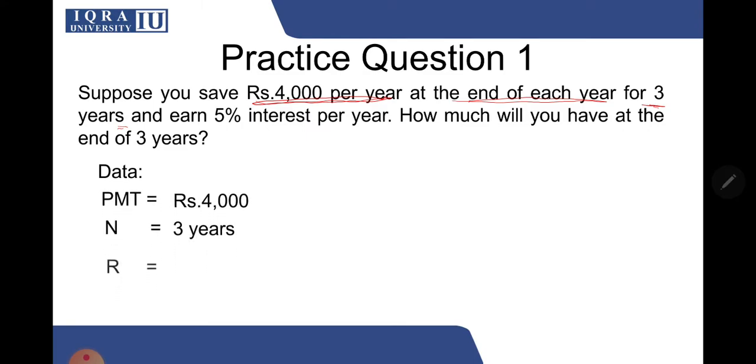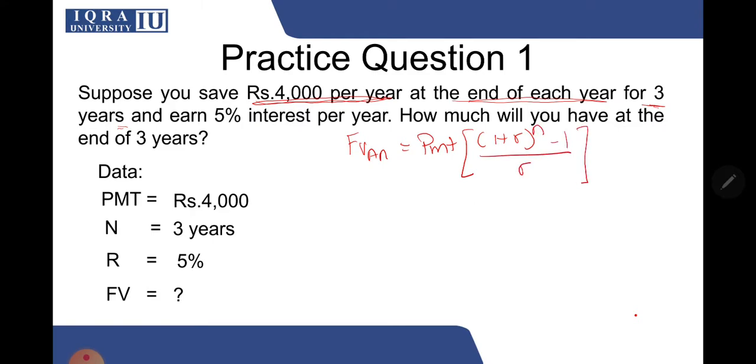N is 3 over here and R is 5%. We need to find out the future value. Now for this we are going to directly use the annuity formula, the future value annuity formula. So the formula is: future value annuity equals PMT times (1 plus R) power n minus 1, and then we have R over here.